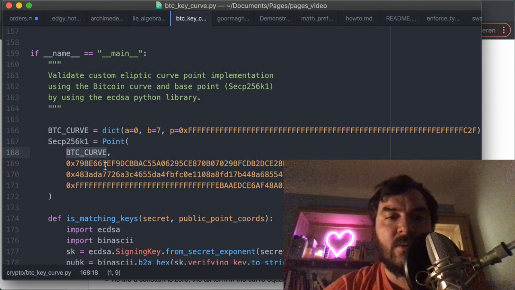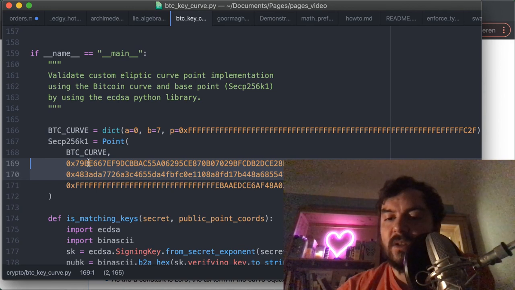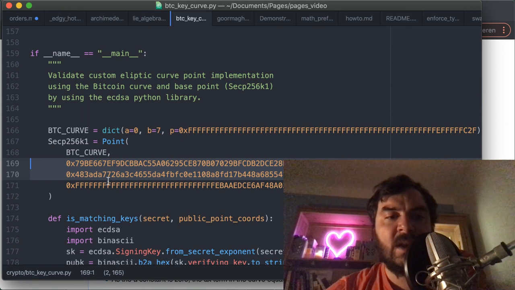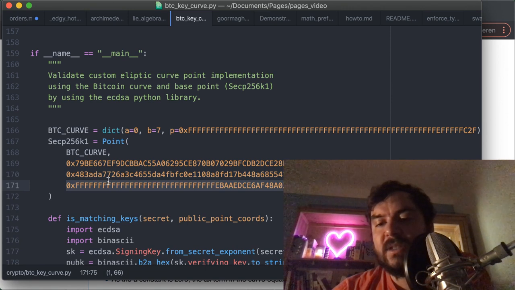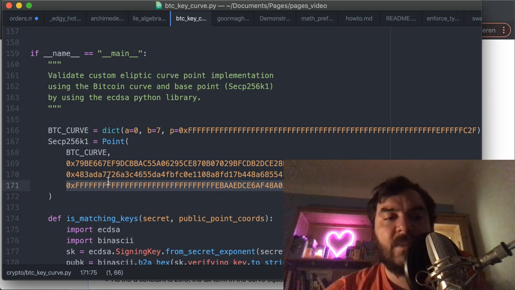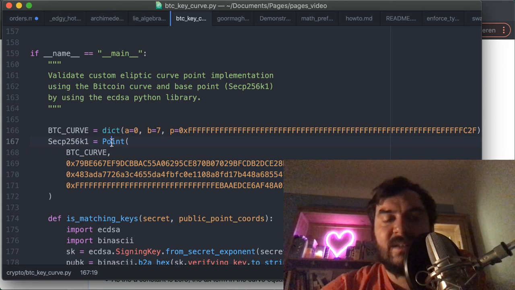I pass it the curve and I pass it this point G, right? We saw this was the X coordinate that starts with 7, 9, B, and so on, in hex, base 16 representation. And then also this order, this is basically the largest allowed secret that you can use on the Bitcoin protocol. It's also stated on this wiki, and so this specifies the curve and the base point on the curve.